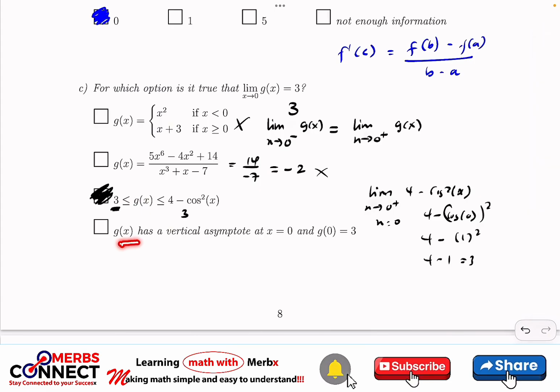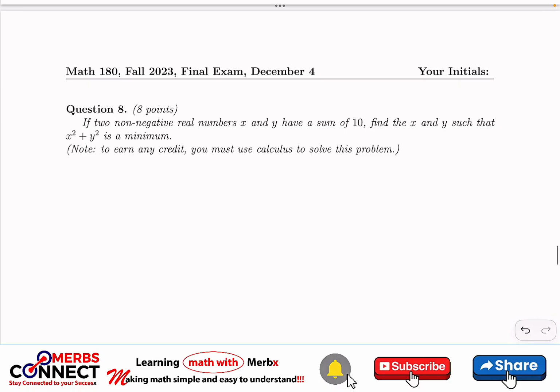g of x has a vertical asymptote at x equal to this. So definitely this is not true. Let's look at question 8. We are almost done. Now question 8 is saying that if two non-negative real numbers, x and y, have a sum of 10.